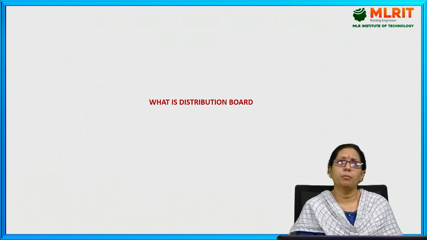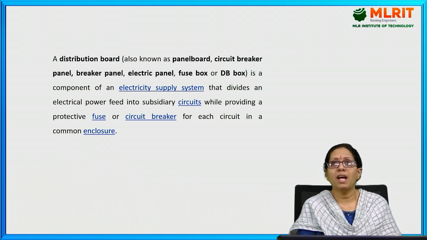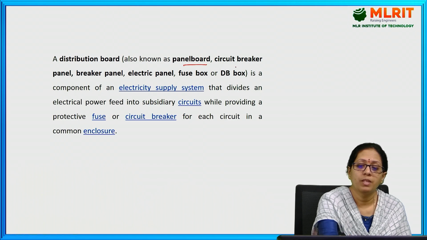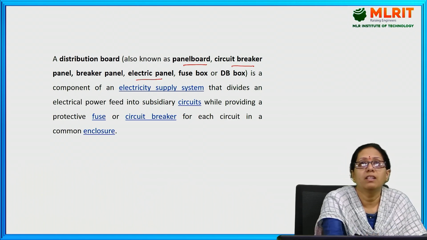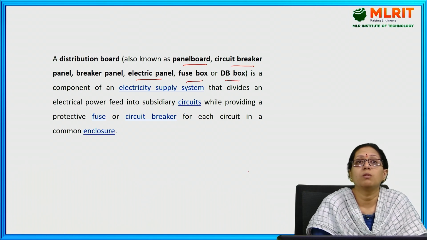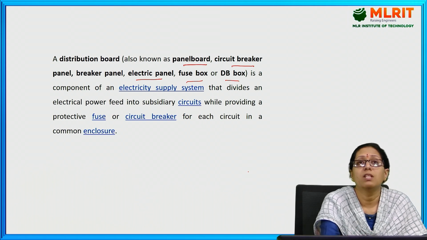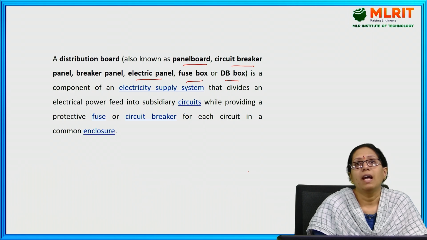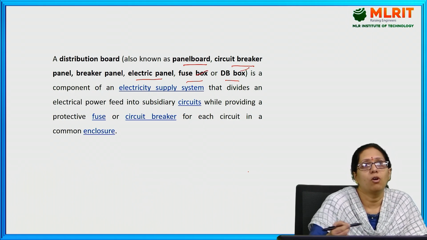What is a distribution board? A distribution board is also called a panel board, circuit breaker panel, electric panel, fuse box, or DB box. So, a distribution box can be named with different names like panel board, circuit breaker panel, electrical panel, fuse box, as well as DB box.